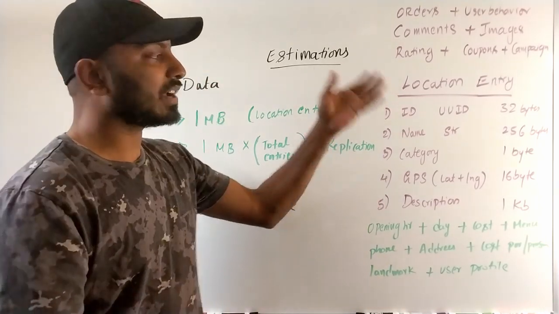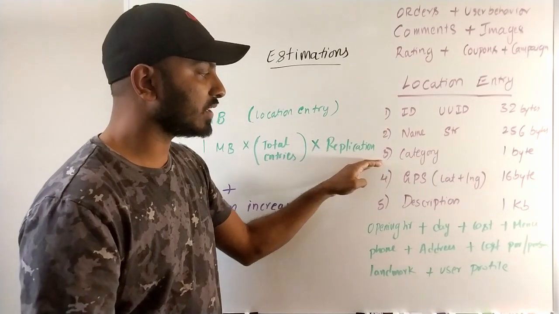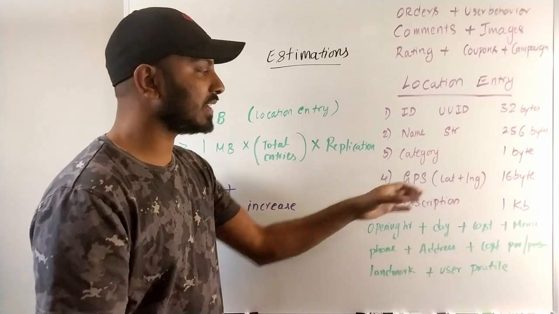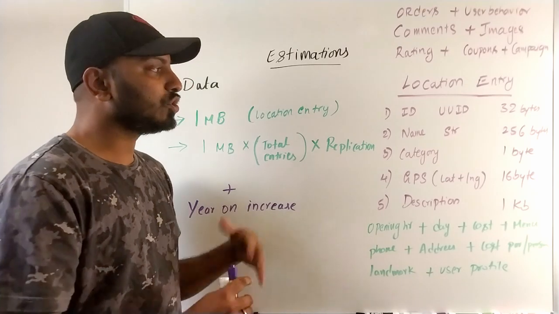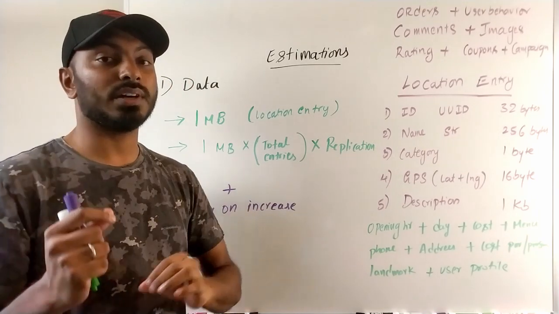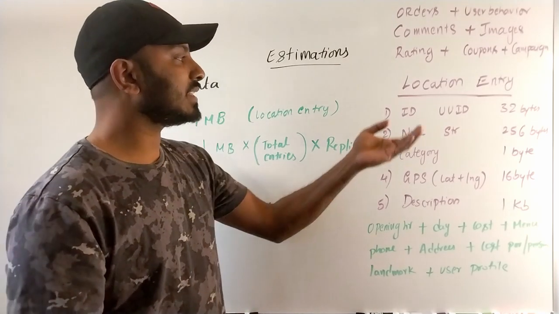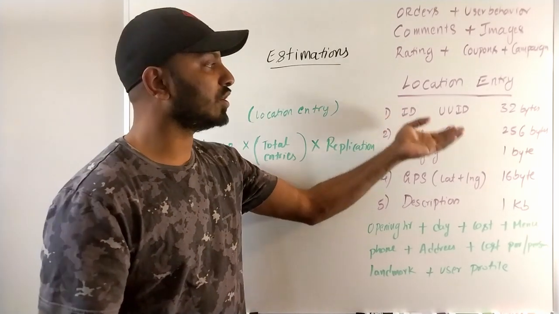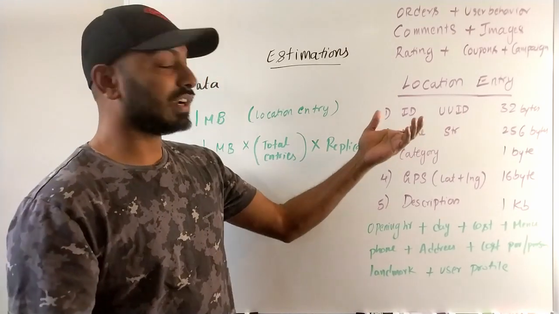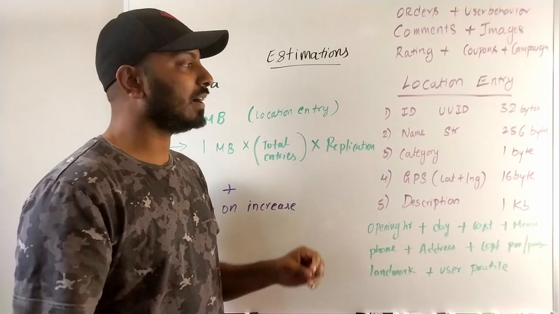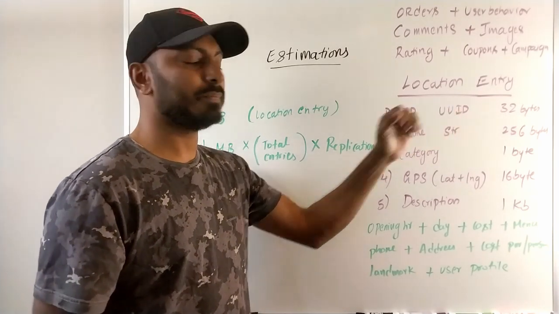In this case, I call it a location entry, which basically has ID, name, category, GPS coordinates like latitude and longitude, description, and many other parameters. You don't have to consider all of them, but you should consider all the key parameters you need to store. So in this case, for ID, I might consider UUID. You can consider an integer or something, but UUID is much more unpredictable. An integer ID could be predictable, so it's a better choice to consider UUID.